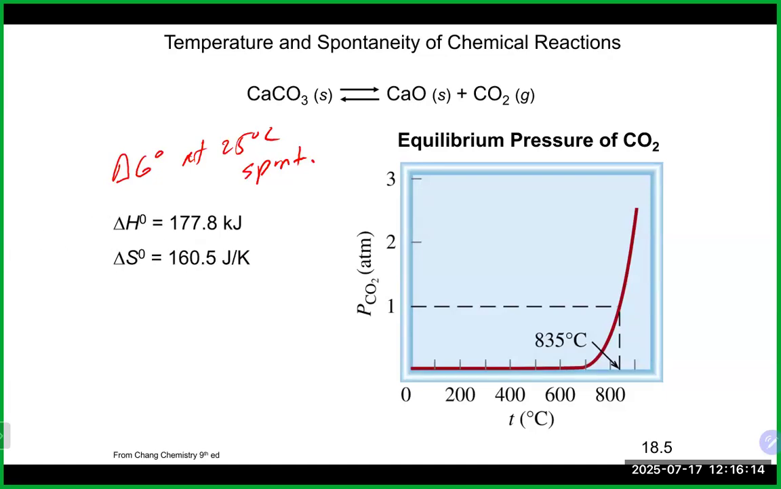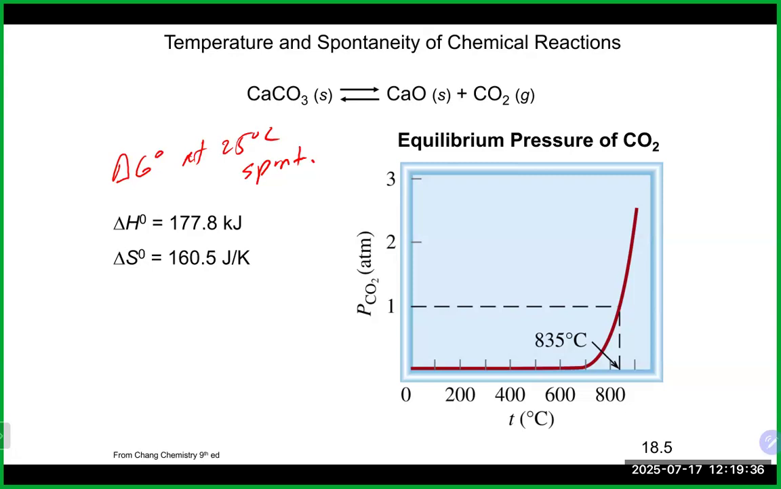So let's take a look at this one here. We have the decomposition of calcium carbonate into calcium oxide and carbon dioxide. The delta H for this reaction is 177.8 kilojoules. Delta S is 160.5 joules. At 25 degrees, why don't you calculate the delta G and see, is this reaction spontaneous?